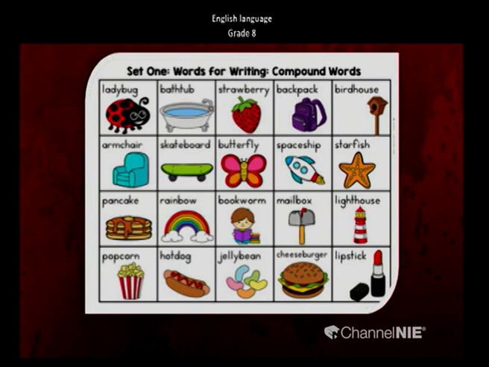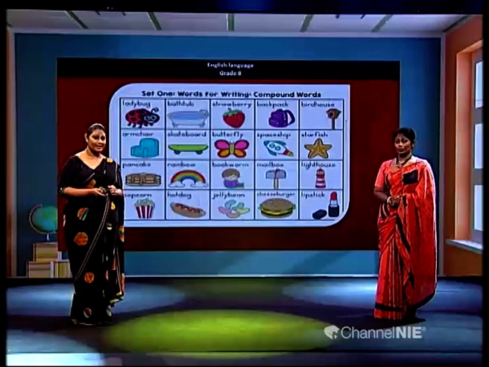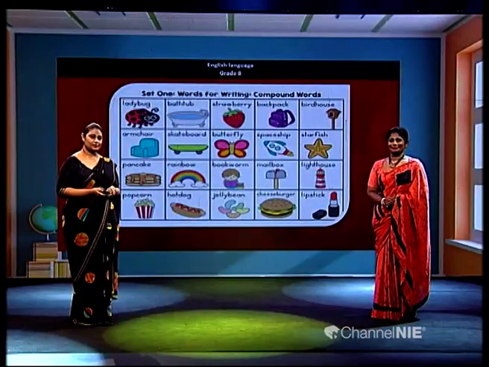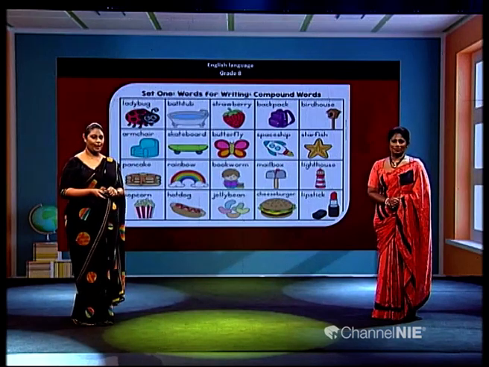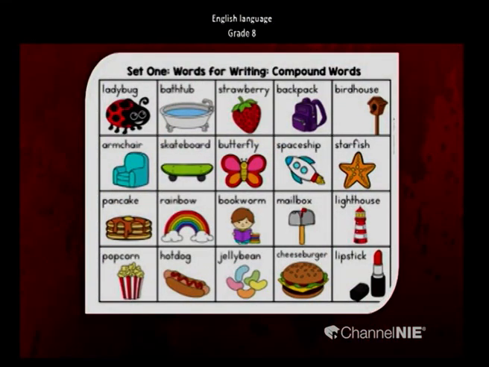You have straw. Have you seen straws? Yes, we drink with straws. Straws, right? And then there are berries. So, straw and berry, you have strawberry. Strawberry. All right. Back and pack becomes backpack. That's a bag. You have bird and house. A house for birds. A birdhouse. Birdhouse. Yes. Arm and chair.